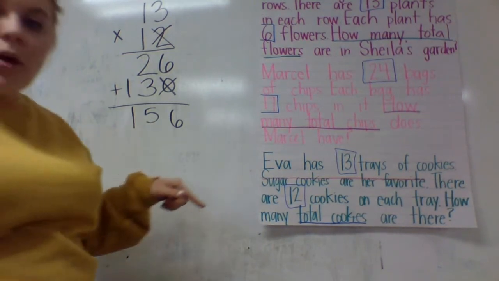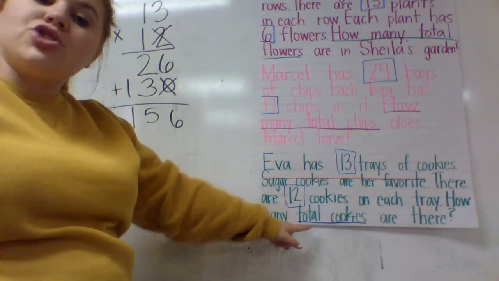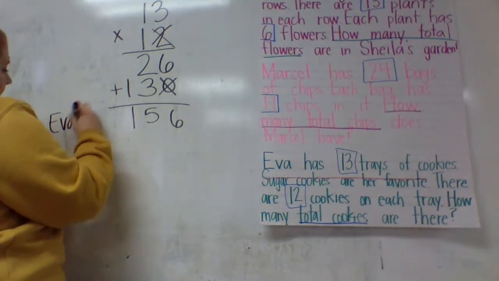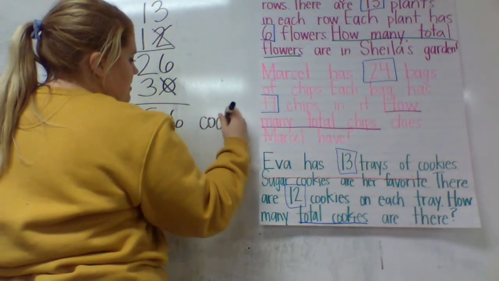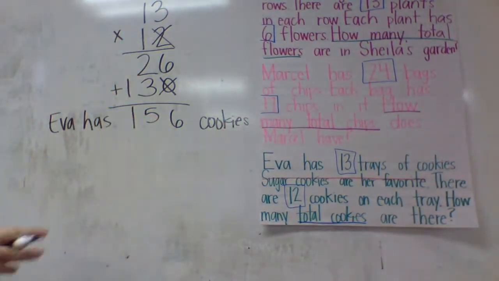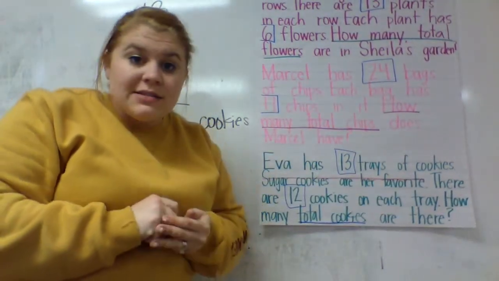I have the number part of my answer. Now I need the words. What did I answer? I answered total cookies. So Eva has 156 cookies. That's how many total cookies she has. That was a 1-step problem. It had some nonsense that we didn't need. We got rid of it because we don't want them to confuse us.